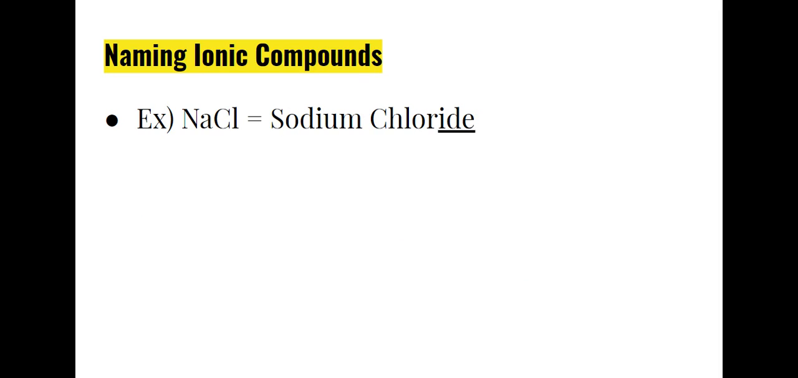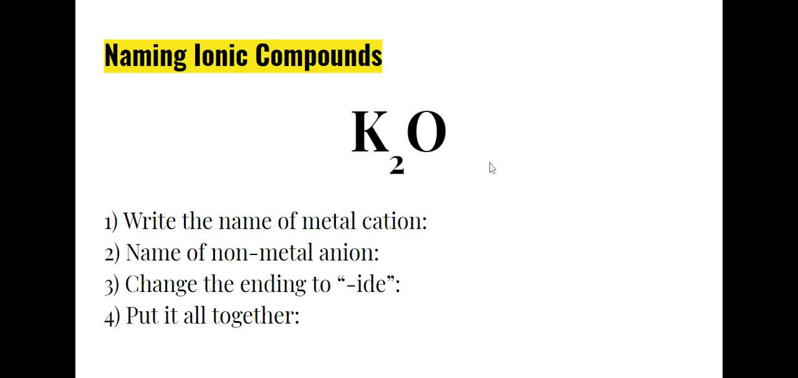So examples of naming ionic compounds, sodium chloride is one we'll use all the time. Sodium, you just write out the word sodium, and then you write out the word chlorine, and you change the ending to -ide. So it becomes chloride.